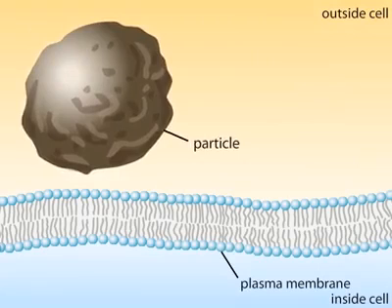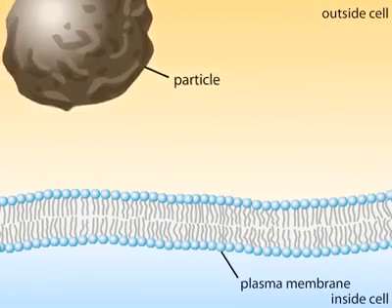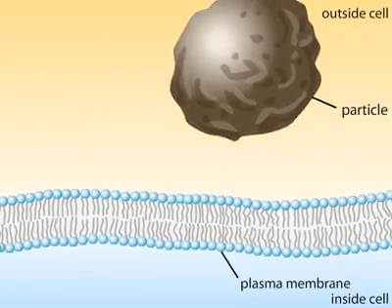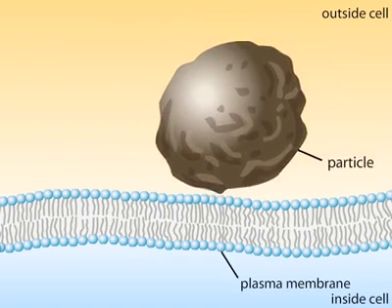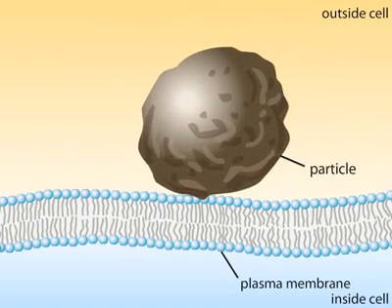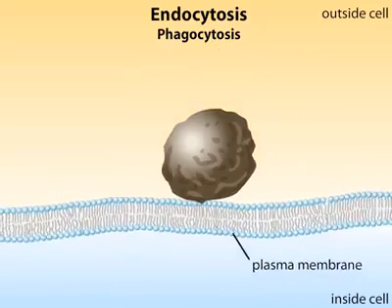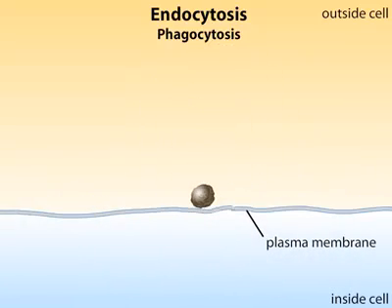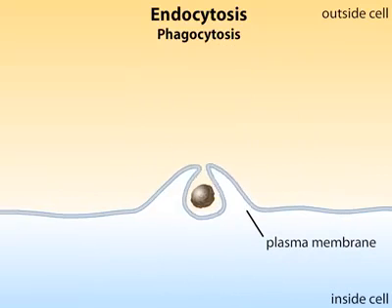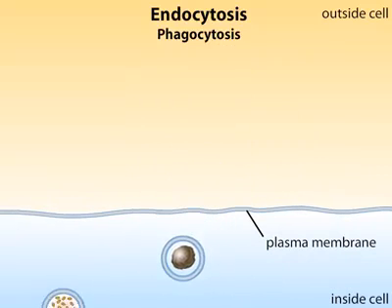Particles or macromolecules that are too large and too charged or polar to pass through biological membranes are taken into cells by a process called endocytosis. Phagocytosis is one of 3 types of endocytosis. In phagocytosis, which means cellular eating, part of the plasma membrane engulfs the particle.